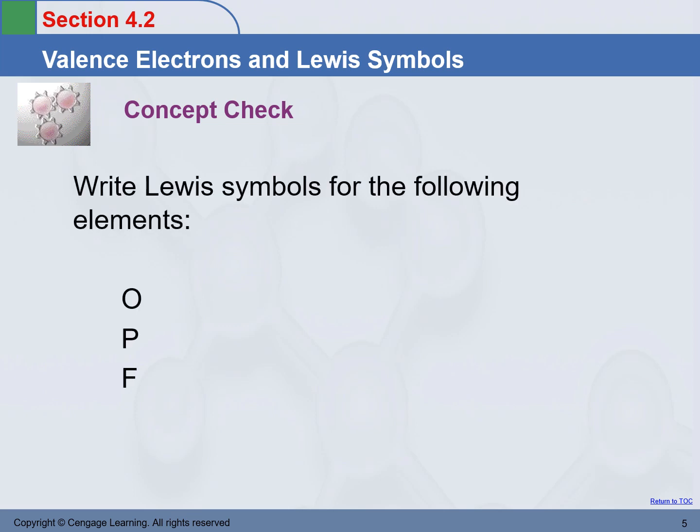Write Lewis symbols for the following elements: oxygen, phosphorus, fluorine. I guess you can do it by yourself. You can pause the video, look at the elements in the periodic table, find the column number, and complete the Lewis symbol. Once you're done, if you want to check if your answer is correct or not, continue to watch the video.